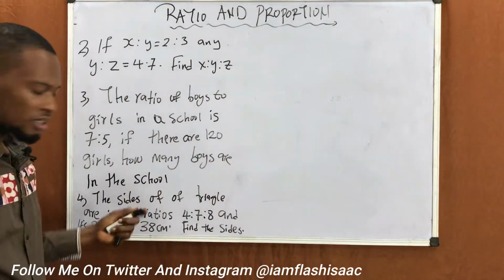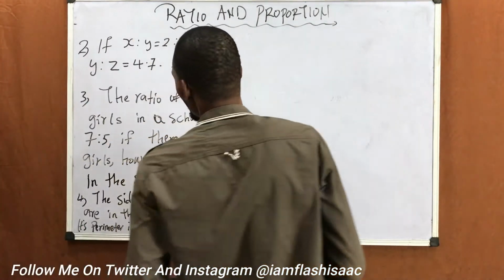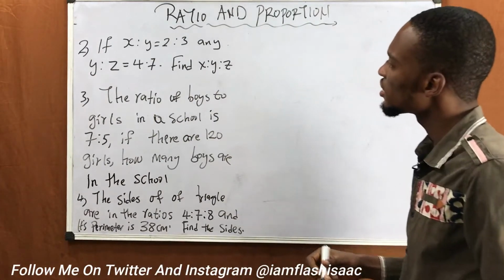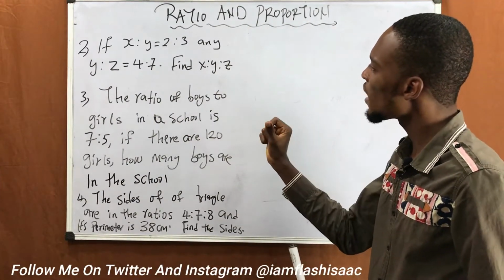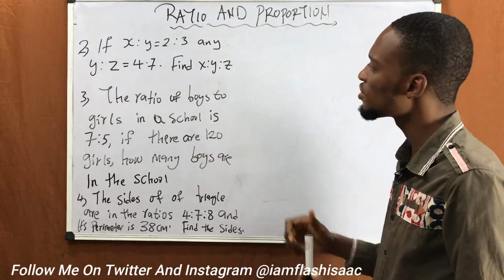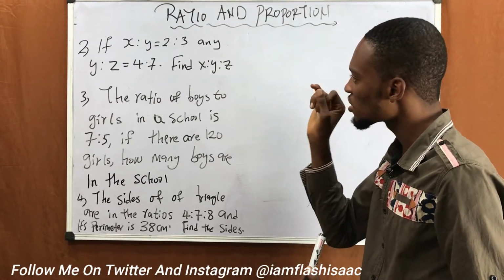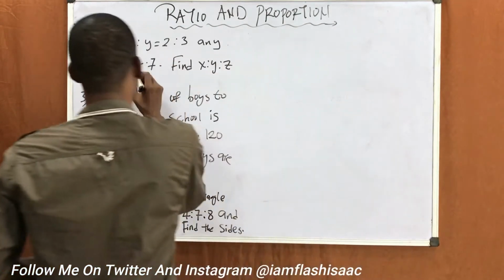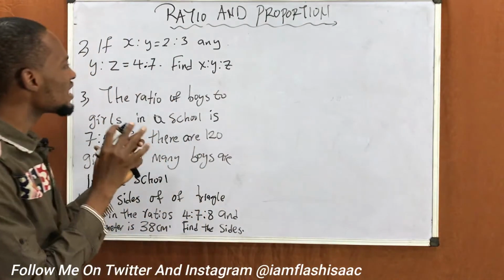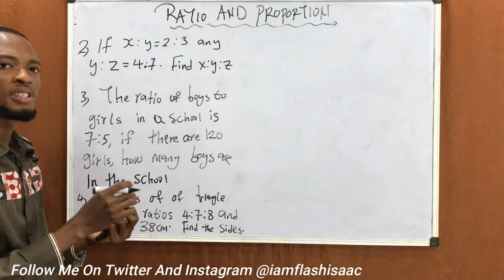Now look at these 3 beautiful questions. The first one says, if S/Y is equal to 2:3 and Y/Z is equal to 4:7, find S:Y:Z.